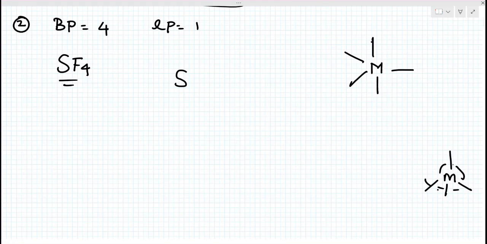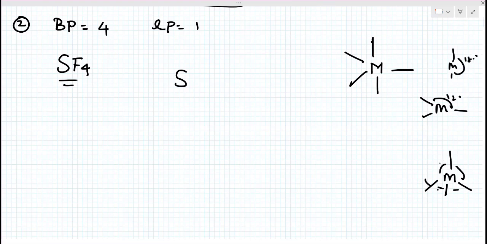There is no problem because all bond angles are the same. But in the case of trigonal bipyramidal, there are two sets of combinations. One is the trigonal planar combination, and one is the linear combination. This angle is 120 and this angle is 180. Now what is the challenge?